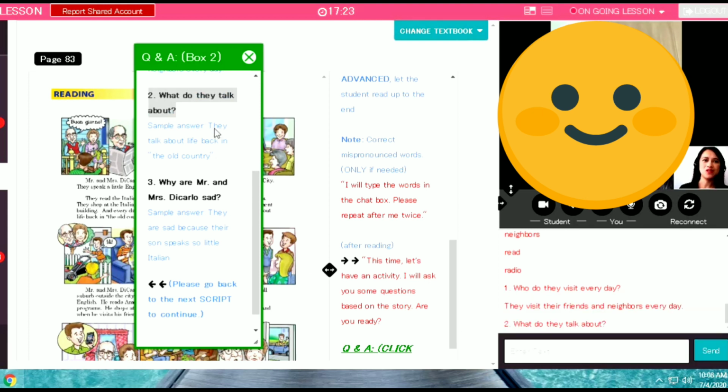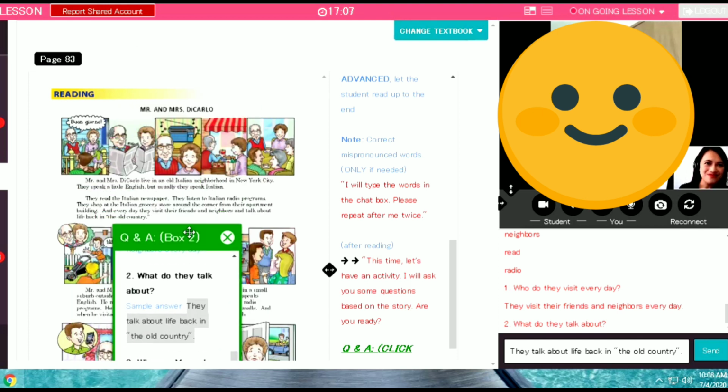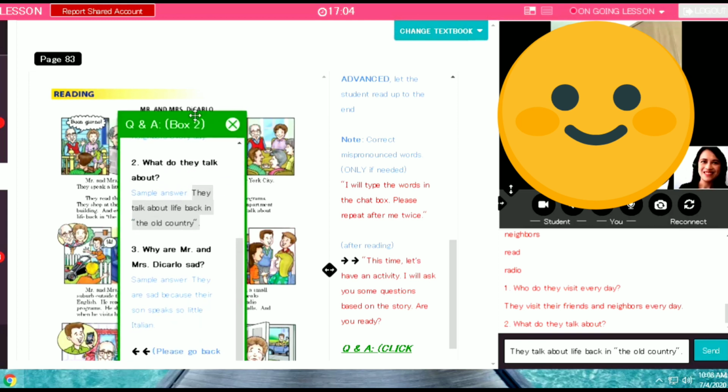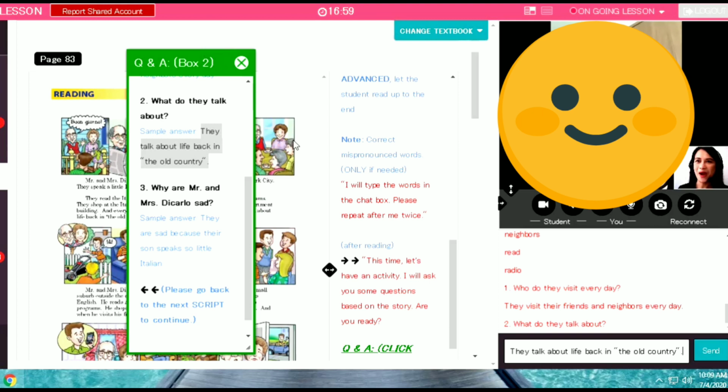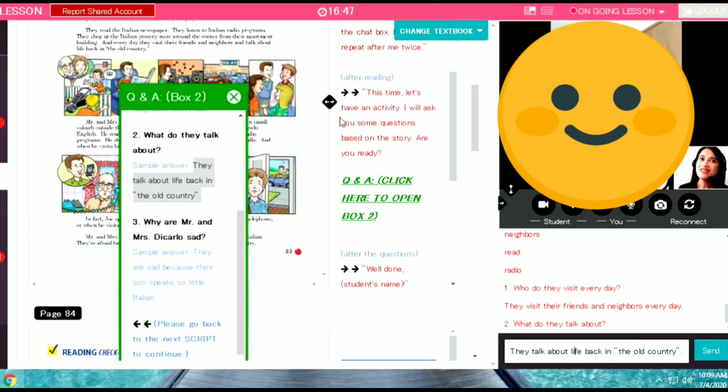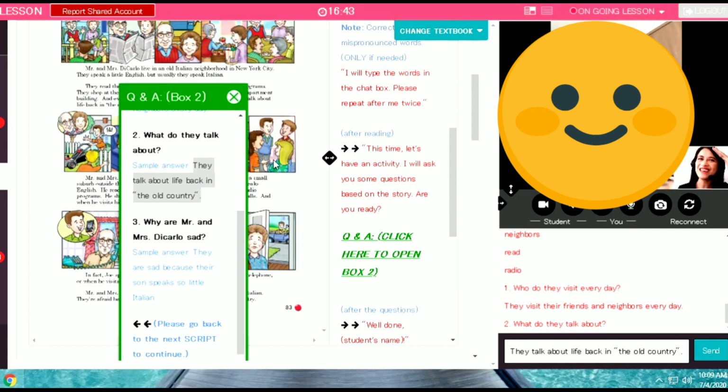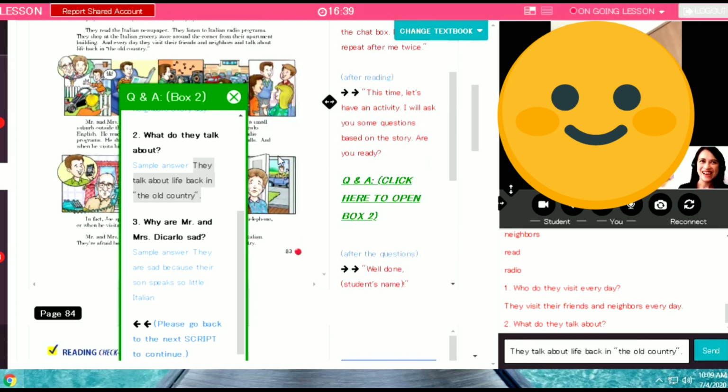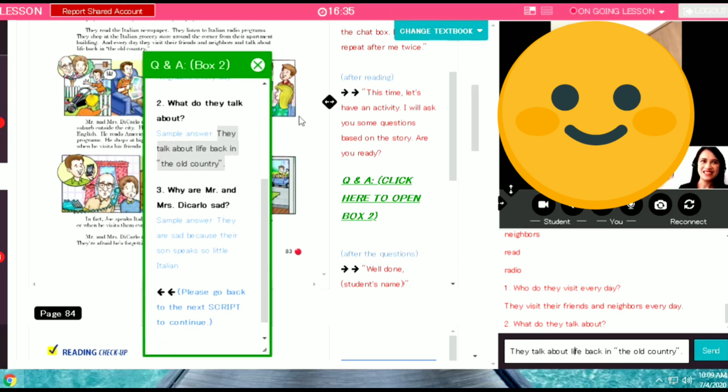What do they talk about? You can see it in the second paragraph. They talk about Ricardo's son. It's in the upper part, the second paragraph. They talk about the life back in the old country.